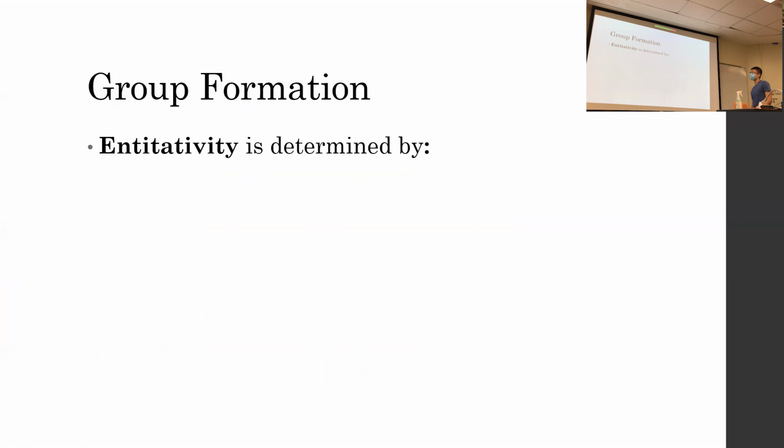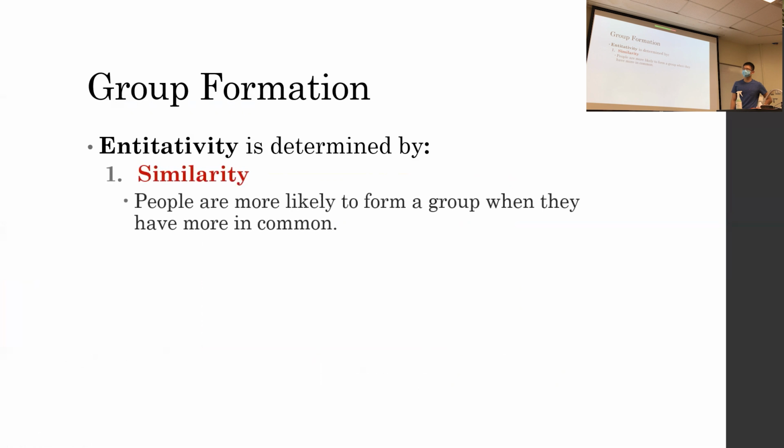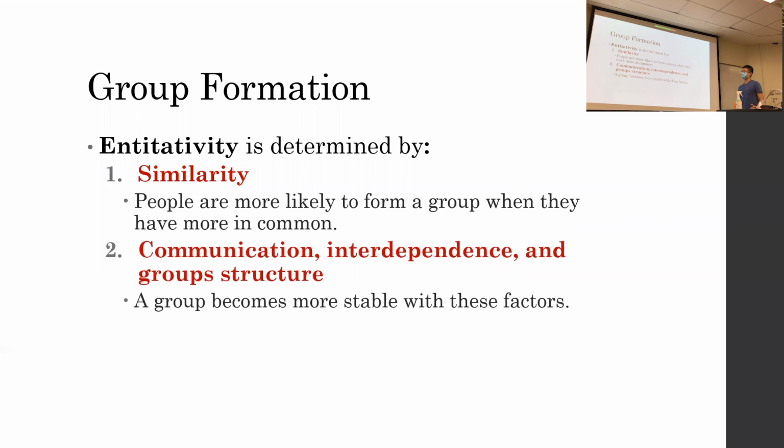So entitativity is determined by similarity. People are more likely to form a group when they have more in common. Entitativity is also determined by communication, interdependence, and group structure. A group becomes more stable with those factors. A diet is the weakest form of a group, even though we don't usually call it a group, because once a person leaves, the group doesn't exist anymore. Okay?